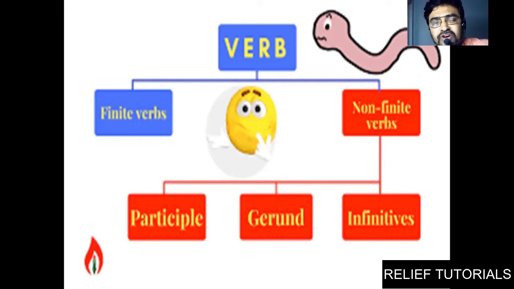So according to their functions and placement in the sentence, they are divided into three parts: participle, gerund, and infinitives. As participles, they can work as an adverb or adjective, or can work as the verb that supports the main verb. Participles are of three types: perfect participle, past participle, and present participle. We'll see details about these participles later.